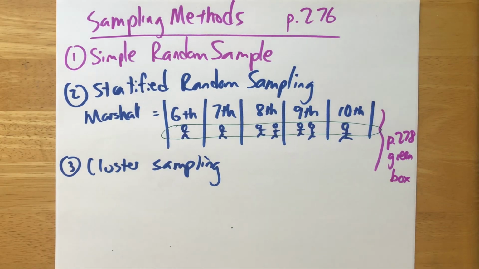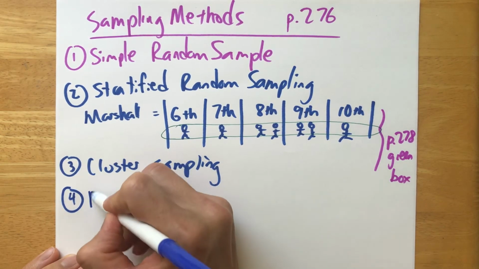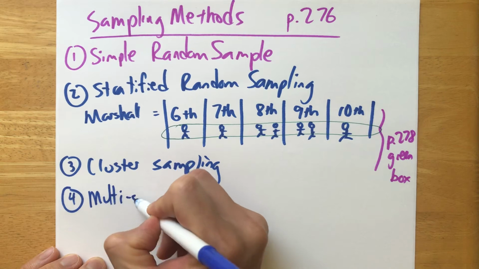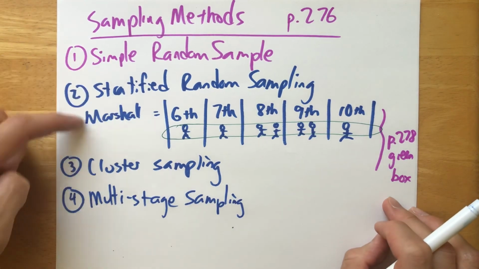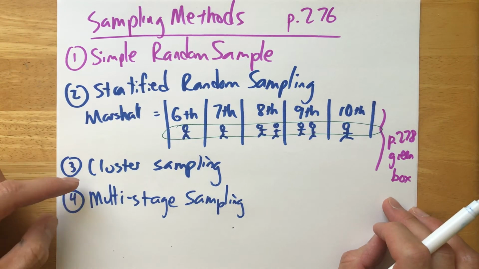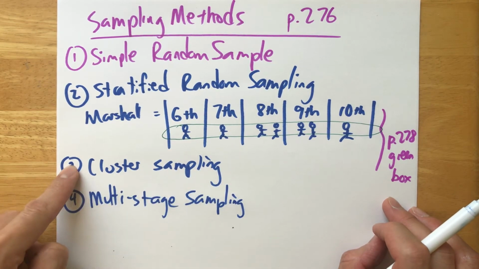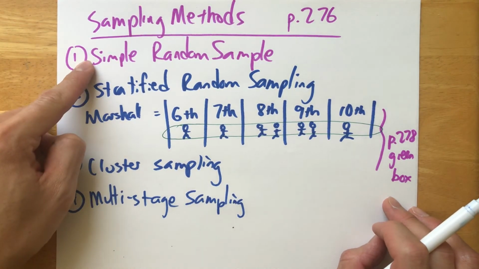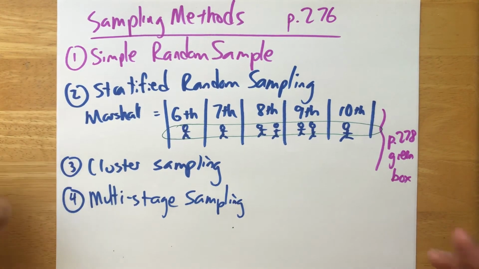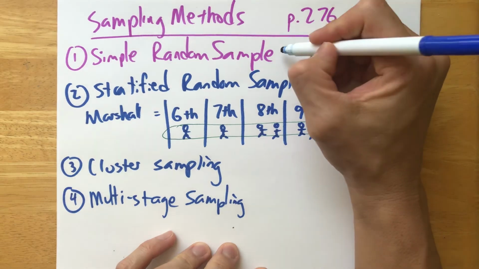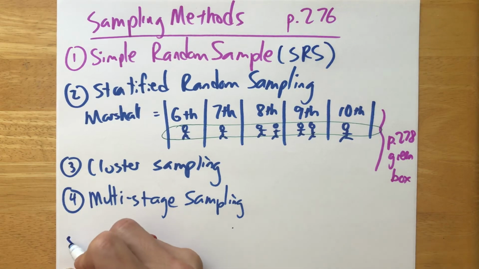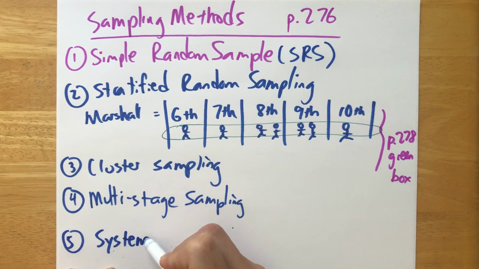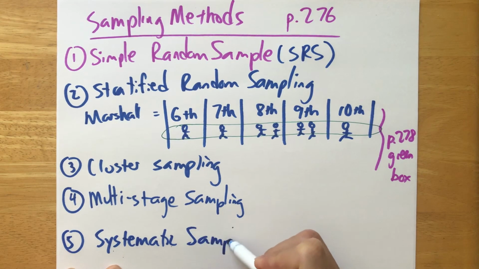Again, we'll talk more about this on Monday, but I'm trying to give you something to work with. The fourth one is multistage. Multistage sampling just means that you use one or more of these methods, okay? So it's totally fine if you, for example, take a cluster and then take a simple random sample of it. So that would be considered multistage sampling with cluster and a simple random sample. We abbreviate simple random samples as SRS because it's really long to say. And lastly is systematic sampling. Okay.